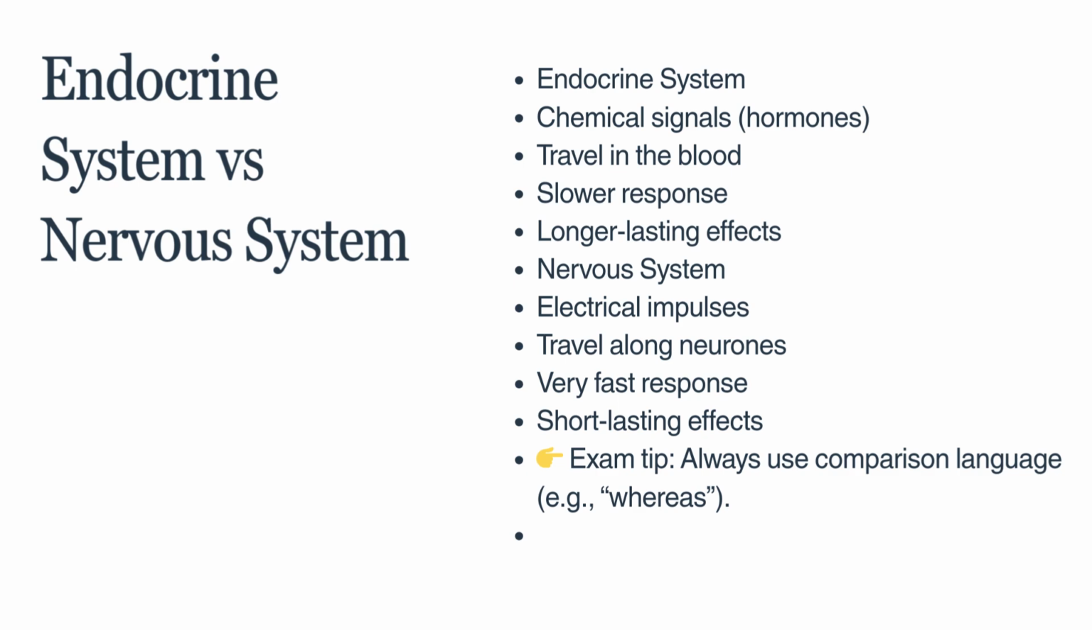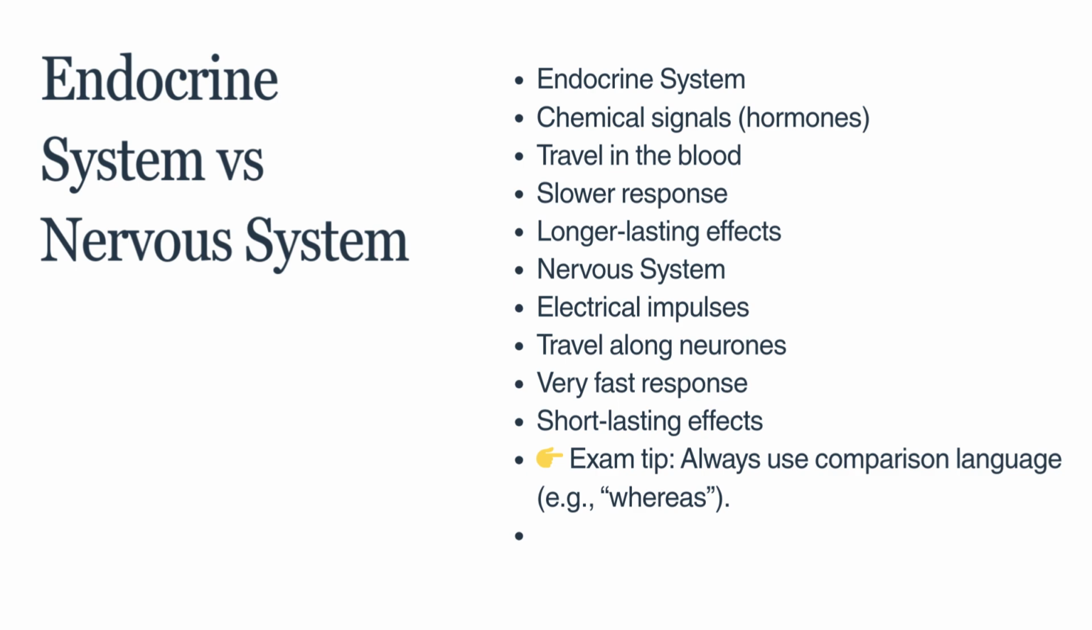Now, this is a classic comparison question at GCSE level because both systems coordinate the body, but they work very differently. The nervous system uses electrical impulses along neurons, so it's very fast, almost instant. But its effects are short-lived, for example, pulling your hand away from a hot surface. The endocrine system uses hormones carried in the blood. This is slower because hormones have to travel through the bloodstream, however, the effects last longer.